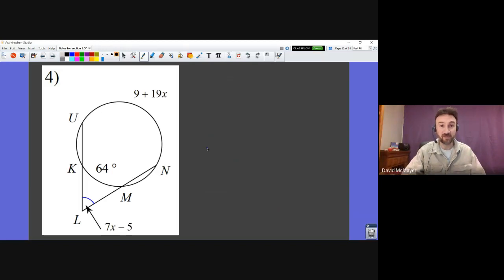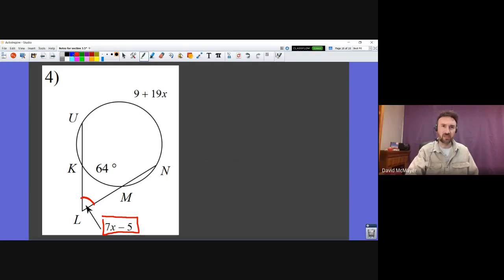I'm assuming you've unpaused the video, and we're moving on to our last example. In our last example, we've got an intersection outside the circle again. This particular intersection is marked with the expression 7x minus 5. So that's equal to this measure.